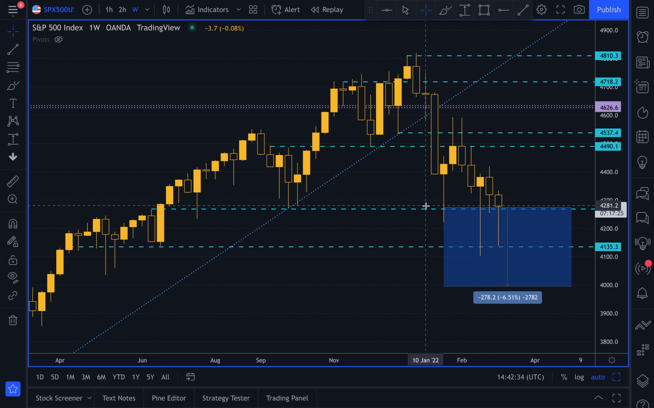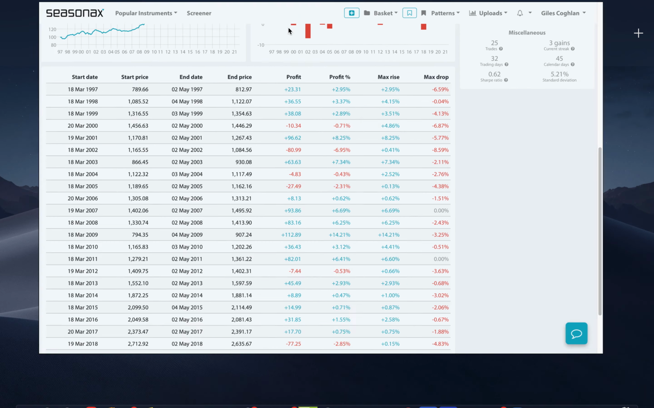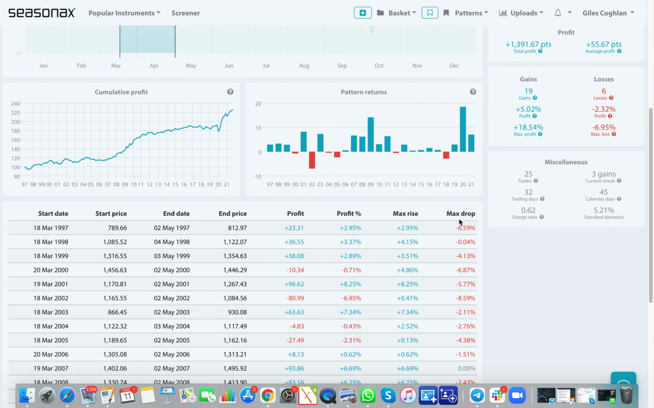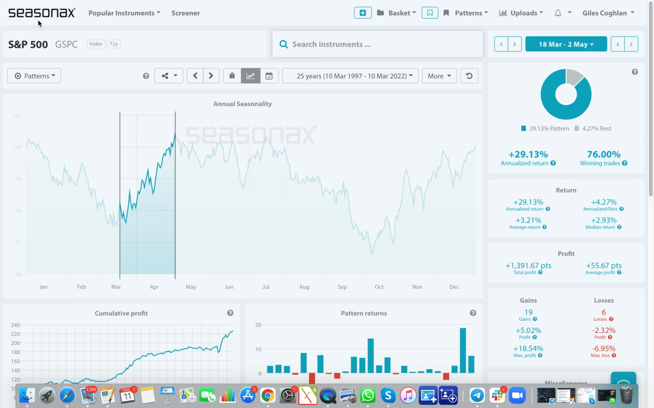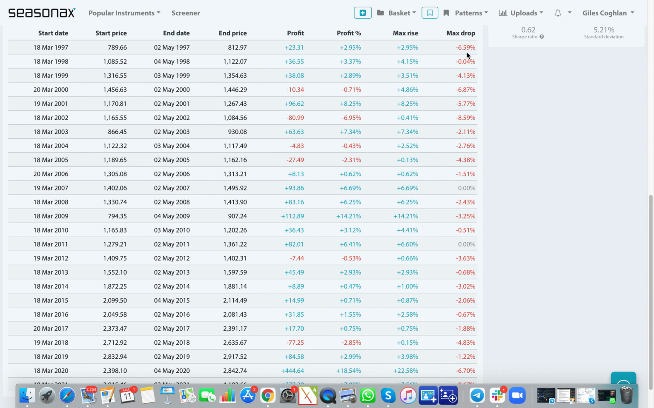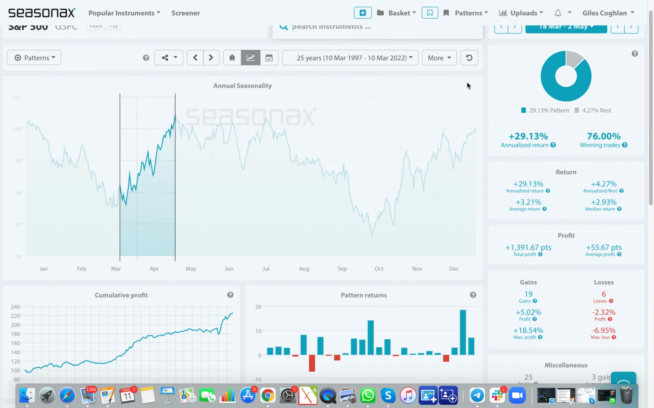There's a good reason for that pattern to play out again, but you just want some reassurance about how deep your stop should be to ride out any potential volatility. And that is the feature of the max drop that you should make sure you check out Seasonax in order to get access to that max drop feature, because it's very, very useful.